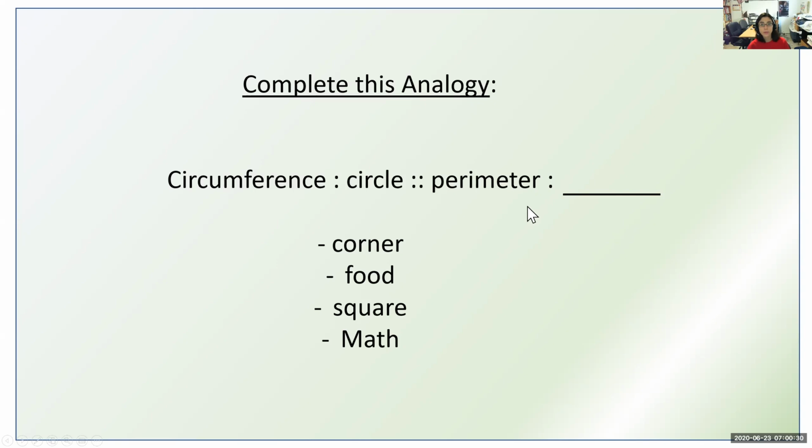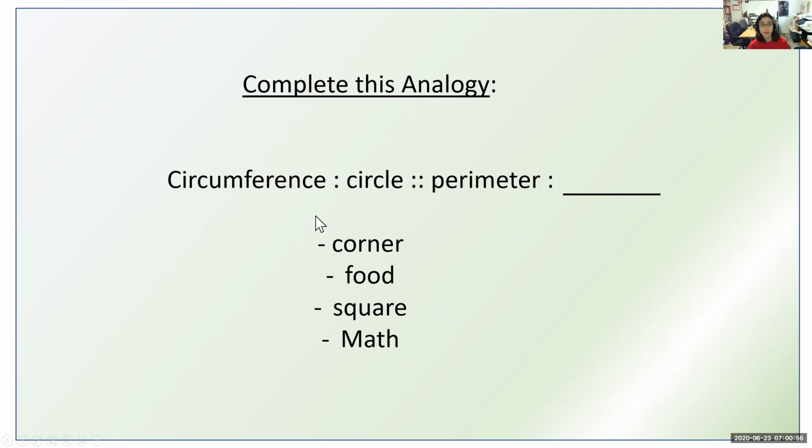So perimeter refers to the outside of corner. Well, that doesn't quite make as much sense because it's not very relevant. Perimeter is to the outside of food. Well, that doesn't make sense. Perimeter is to the outside of square. Well, that makes a little more sense, so maybe we'll keep that as an option. And then perimeter is to math. Well, that also kind of makes sense. So right now it's between square and math.